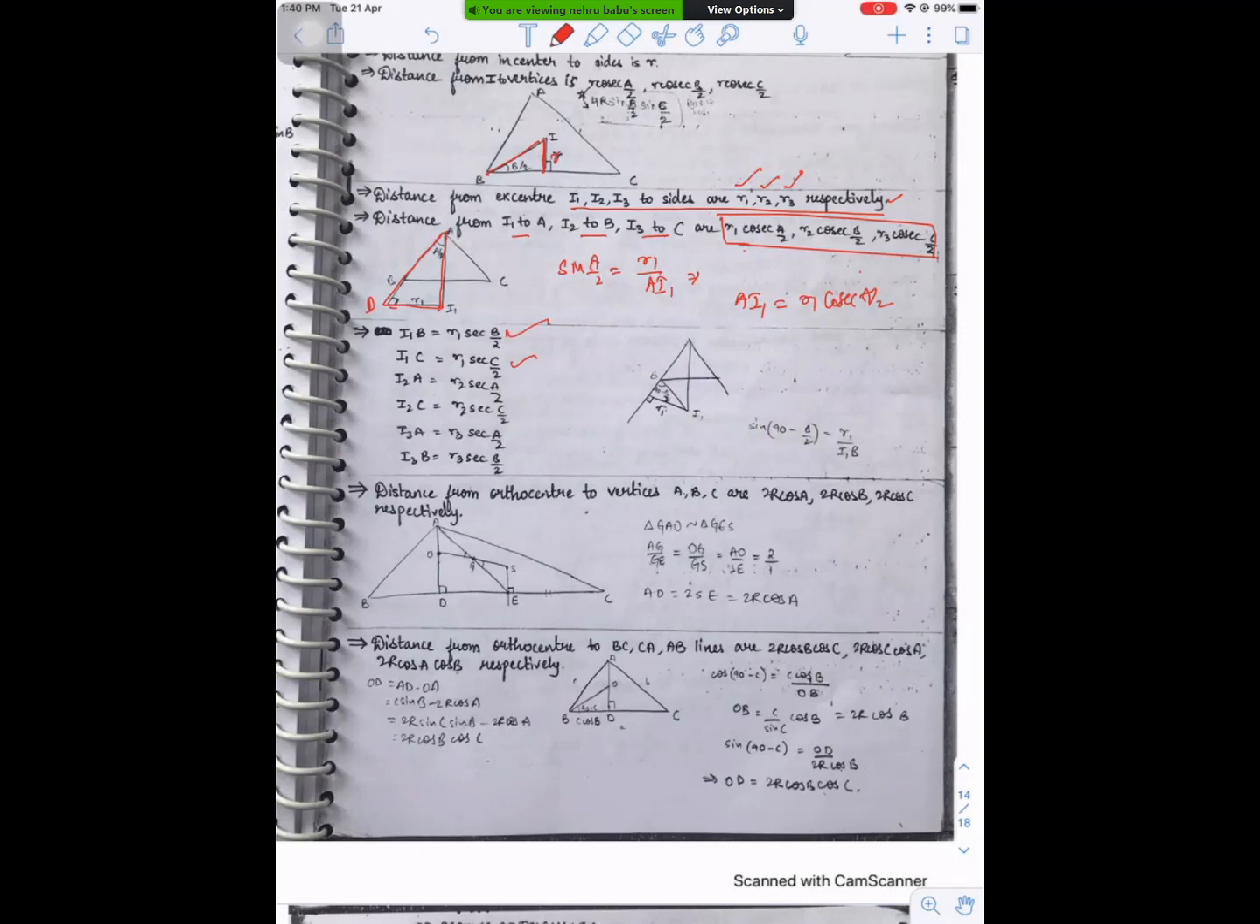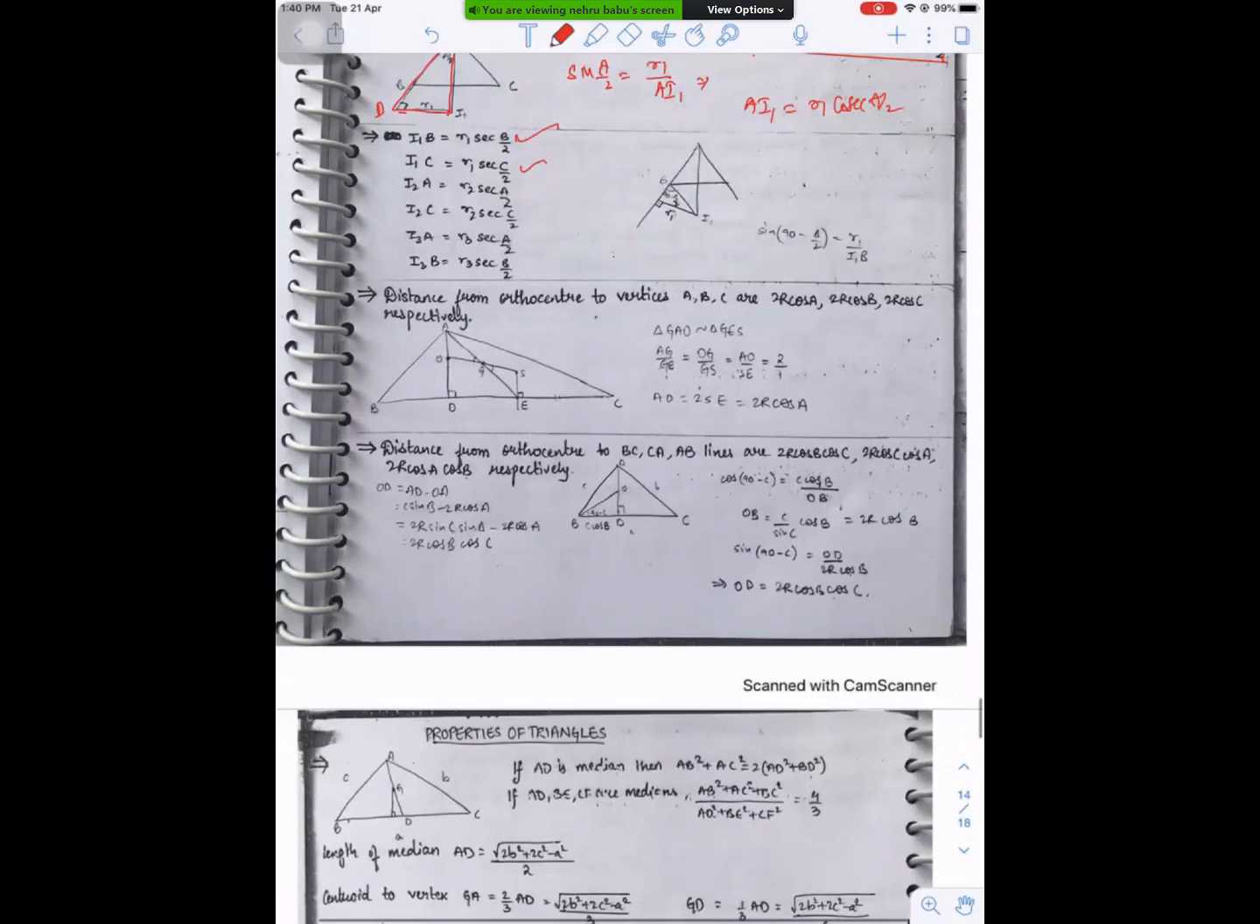Next important point is orthocenter. Orthocenter to vertices distances are 2R cos A, 2R cos B, 2R cos C. This result we surely have to remember. This is a very important point. Next, orthocenter to side distances. Orthocenter to lines BC, CA, AB are: for BC, 2R cos B cos C; for CA, 2R cos C cos A; for AB, 2R cos A cos B.